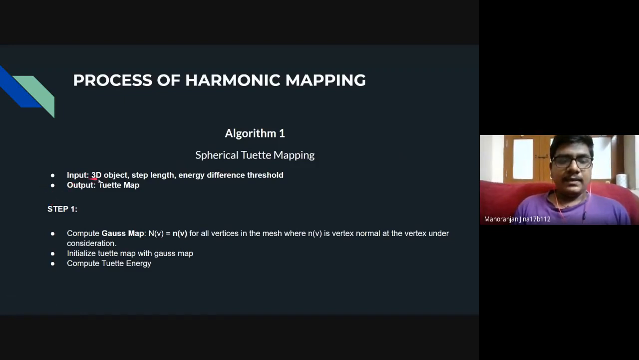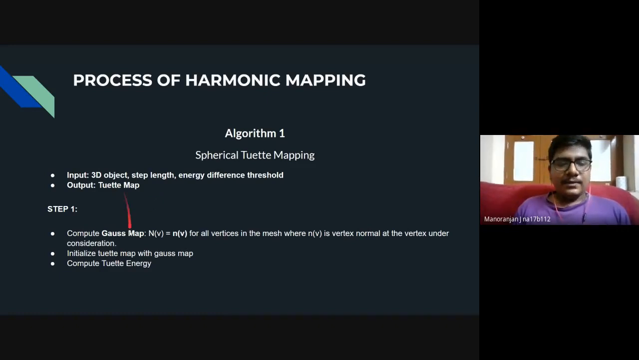We'll be giving an input of a 3D object, and we'll be giving a step length, which gives a sense of how much we want to update. This is basically an iterative method. When we are trying to update the mapping, we'll be doing it slowly and changing it slowly. So this step length will give an idea of that. Then this energy difference threshold will tell us when to stop this iterative procedure. And at the end of all this process, we'll be getting a Tewart map.